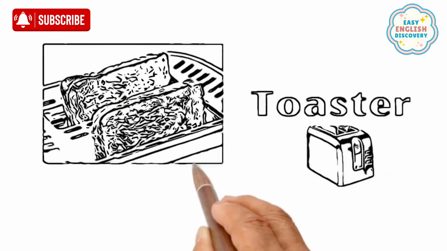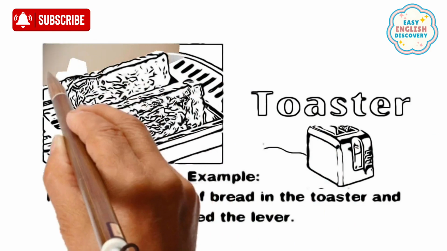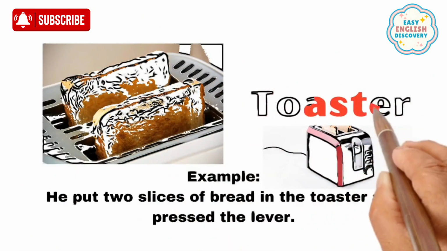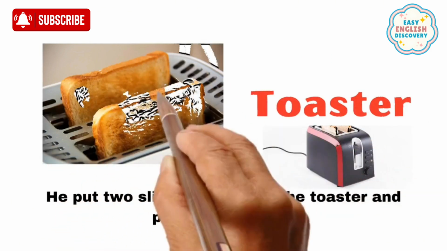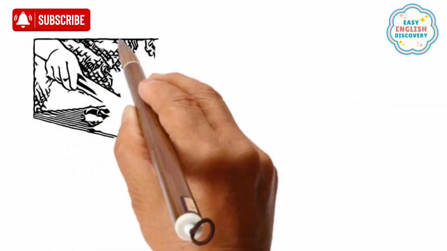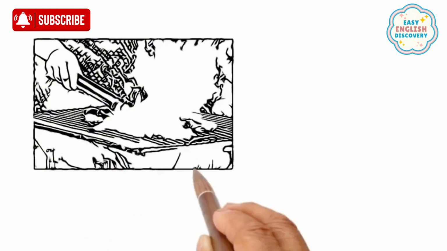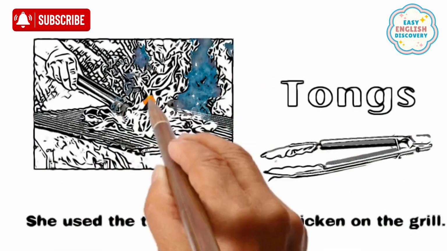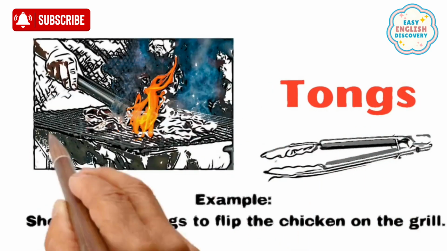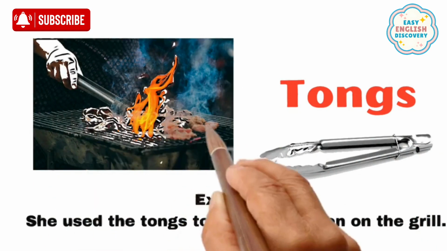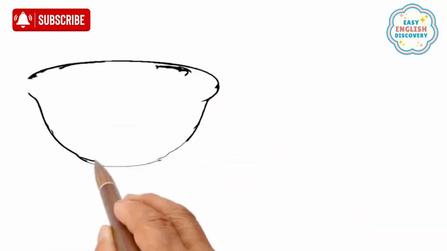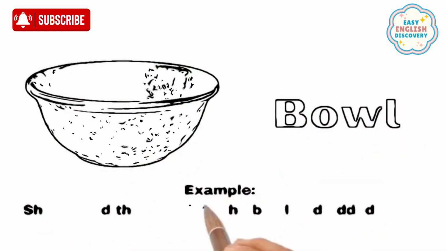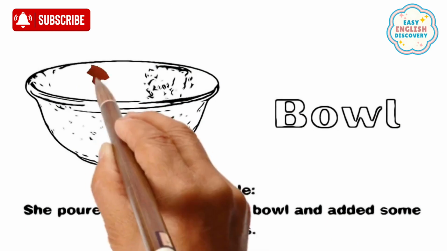Toaster. Example, he put 2 slices of bread in the toaster and pressed the lever. Tongs. Example, she used the tongs to flip the chicken on the grill. Bowl. Example, she poured the soup into the bowl and added some crackers.